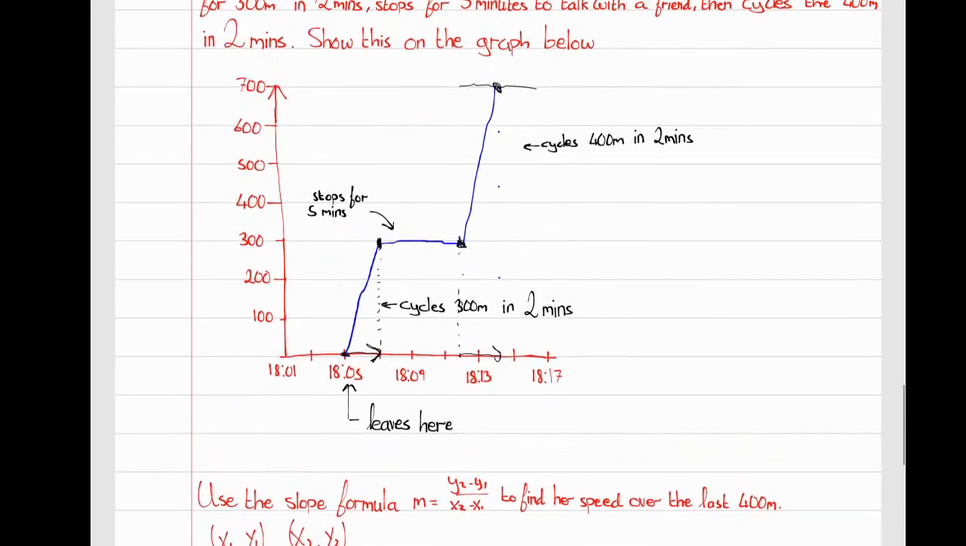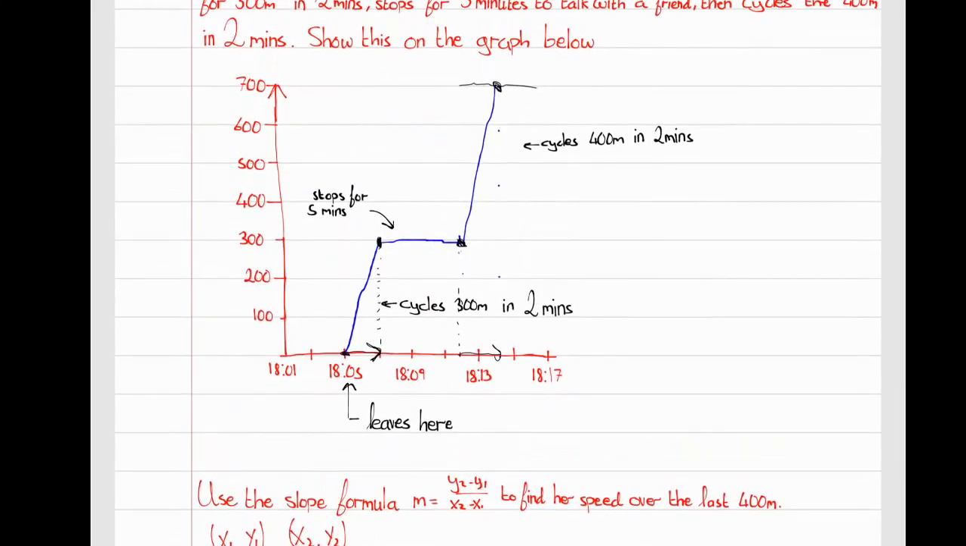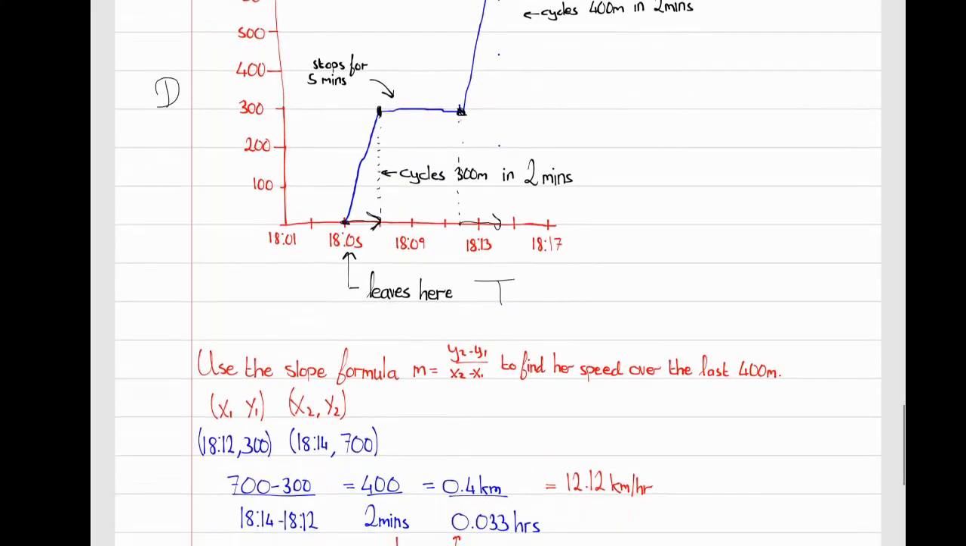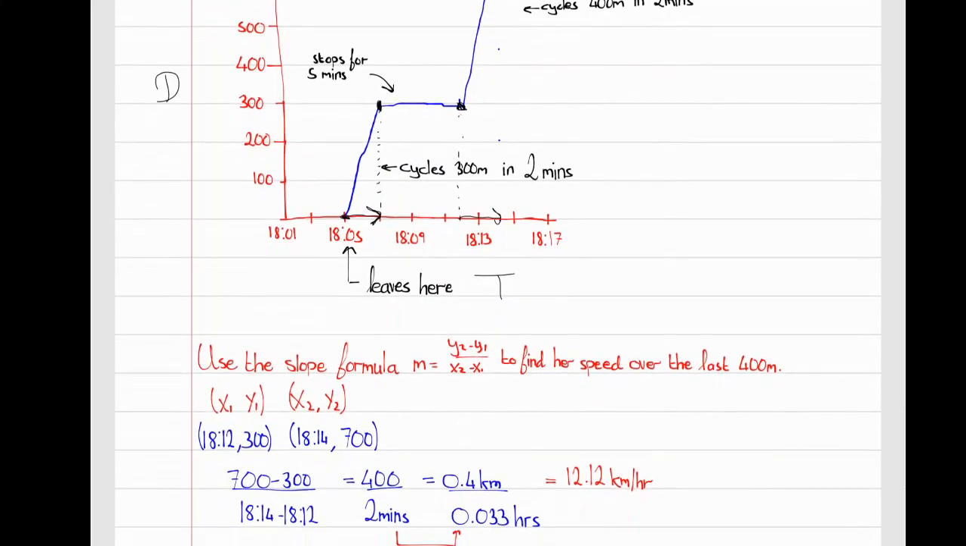So why does this work? If you look on the left hand side, we have distance on this axis and time here. The slope formula is y2 minus y1 over x2 minus x1. y2 minus y1 gives us a distance: 500 minus 300 gives you 200 meters. x2 minus x1 gives you a time: 1813 minus 1805 gives you 7 minutes. Dividing distance by time, you get a speed.